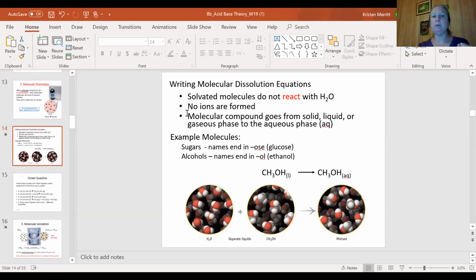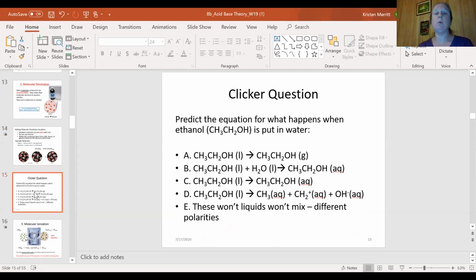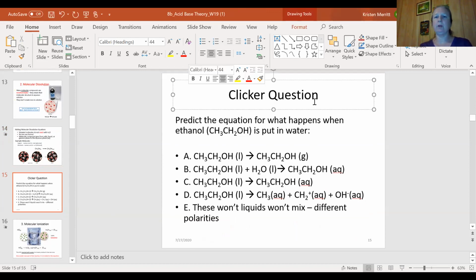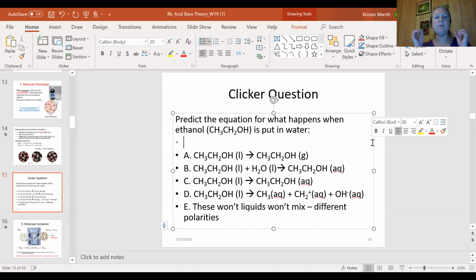So no ions are formed, very important. So it's a non-electrolyte. And the only thing you do is you write the original phase, and then you write the phase with aqueous, and that's it. Again, there is no H2O over here. If you put an H2O, it's wrong. So here we have a question. You have ethanol, but you know it's an alcohol because when you look at the structure, you see that. But you're going to be told, generally, the names. So you watch for that OL in the name.